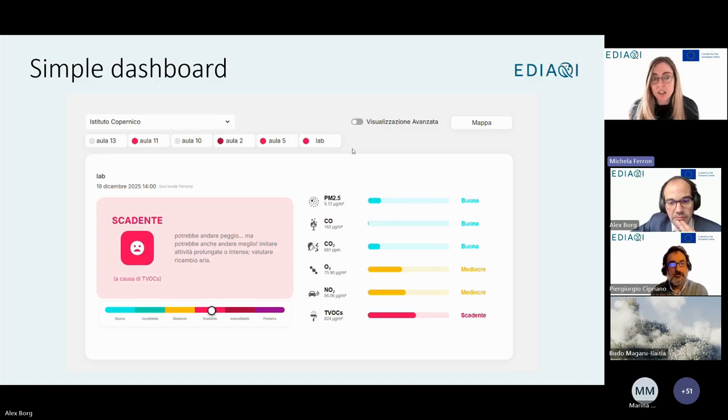The dashboard is aimed at non-expert users here, such as students, parents, or teachers, because it offers an immediate overview based on qualitative indicators from the last 24 hours. And also it provides an immediate action cue, such as open the window. Users can, though, switch at any time to the advanced view through the toggle at the top, which we can see in the next slide.